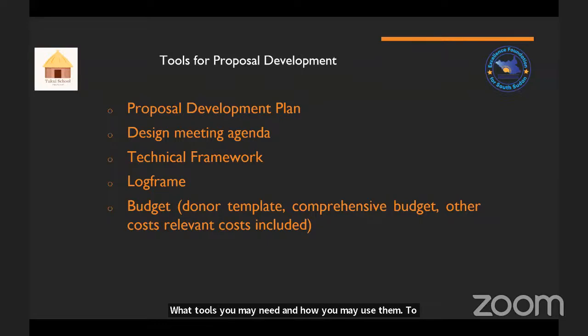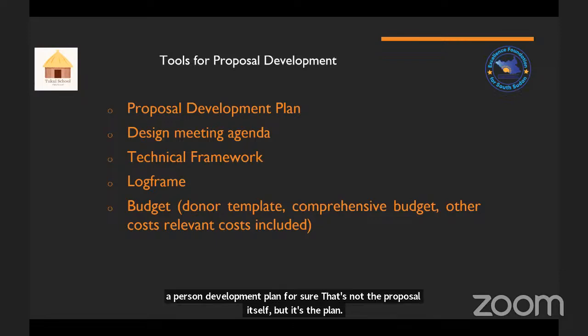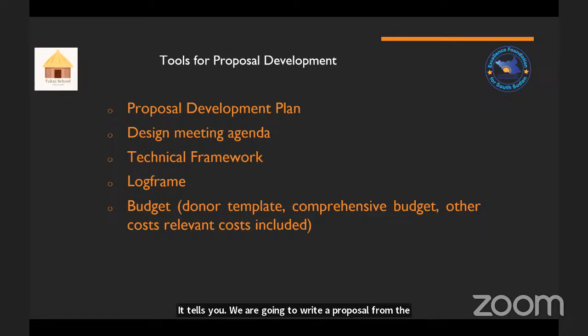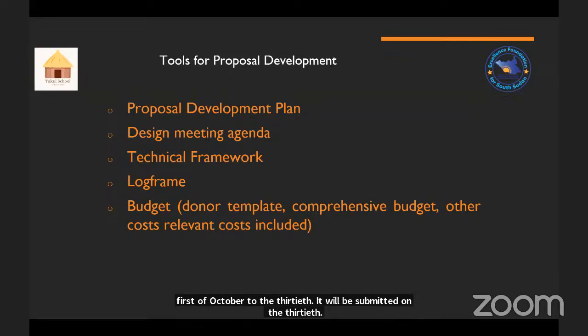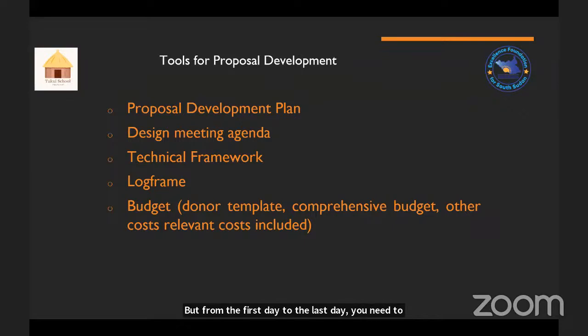Okay, so one of the tools is a proposal development plan. A proposal development plan, for sure, that's not the proposal itself, but it's the plan. It tells you, we are going to write a proposal from the 1st of October to the 30th. It will be submitted on the 30th. But from the first day to the last day, you need to document and tell everyone, this is what we are going to do. This will be our timelines. This will be the unit responsible for this, and this will be our deliverables as we go. Sometimes you can even include status update on each of those activities.